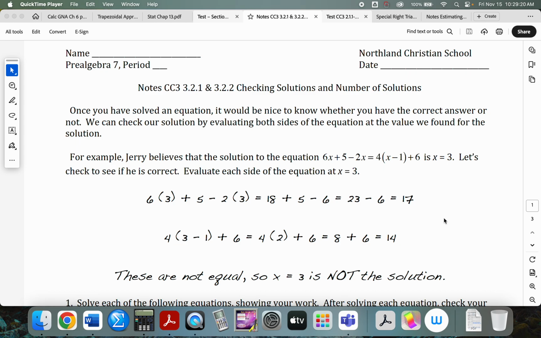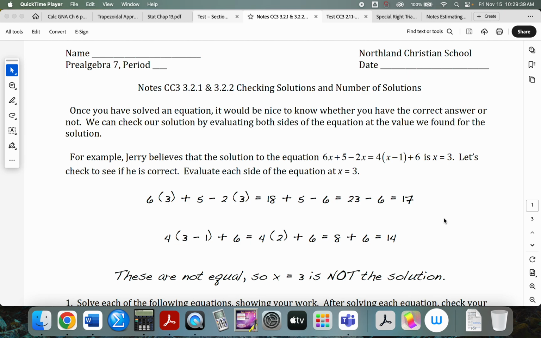So today we're going to continue. You may have noticed that on your test I didn't make you solve any equations yet. We're going to practice that some more before I have you do it on a quiz or on a test. But that's coming up. Now today we're going to talk about checking solutions and finding the number of solutions.